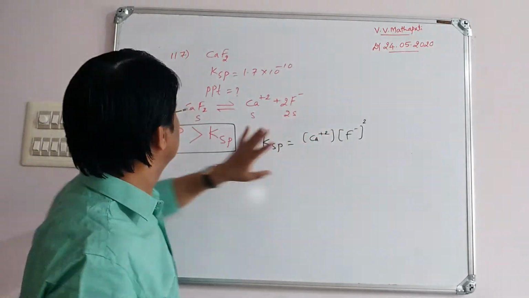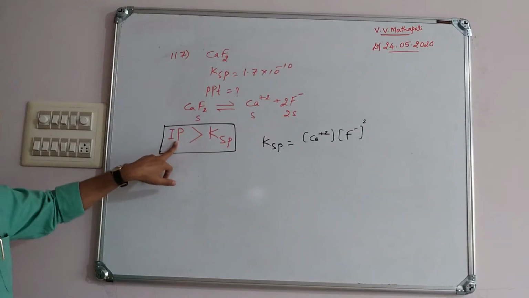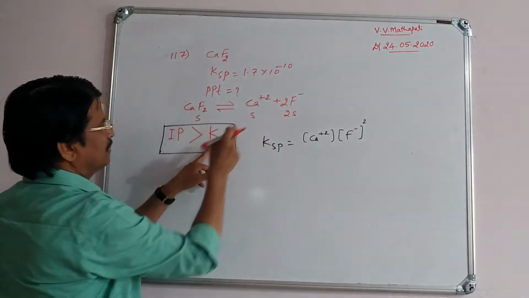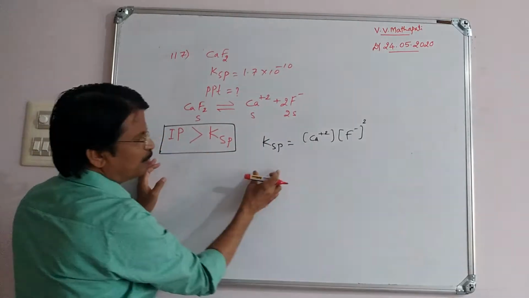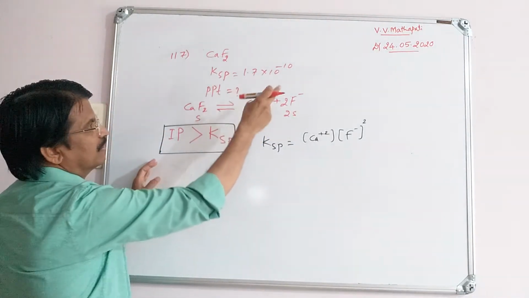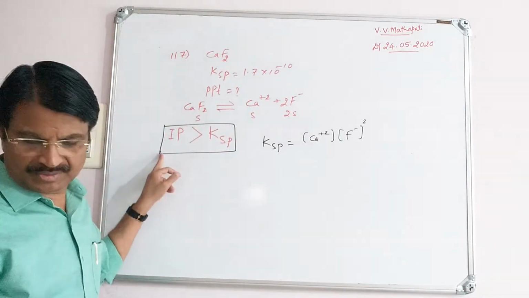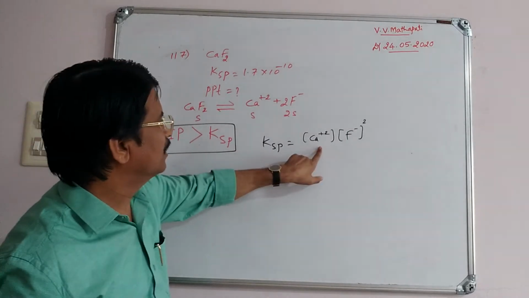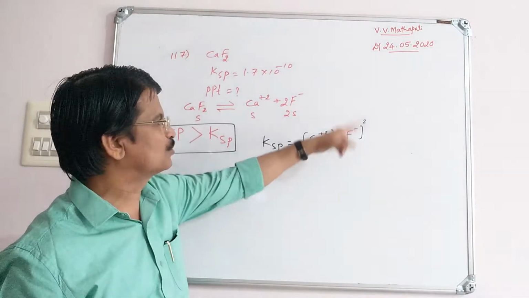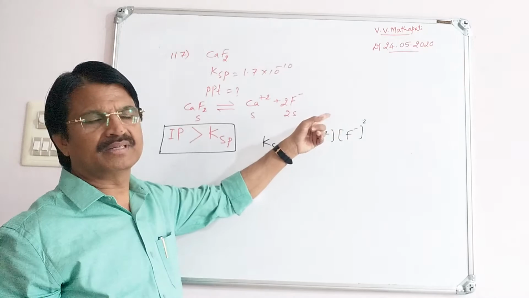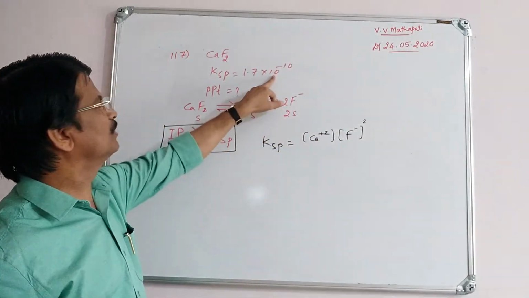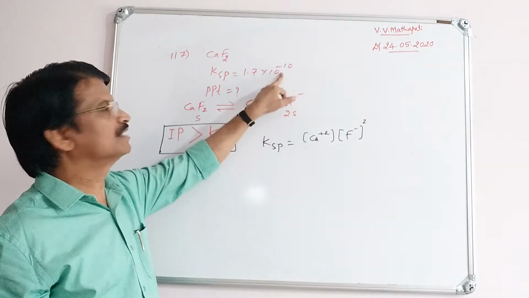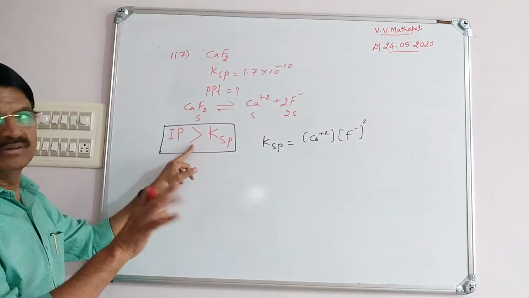Using this formula, I compare the ionic product and the KSP value. KSP value is 1.7 into 10 raised to minus 10, but the ionic product value should be greater than this number. Therefore, first option: 10 raised to minus 4 into 10 raised to minus 4 square gives 10 raised to minus 12, but 10 raised to minus 12 is less than 10 raised to minus 10, hence we cannot use option 1.